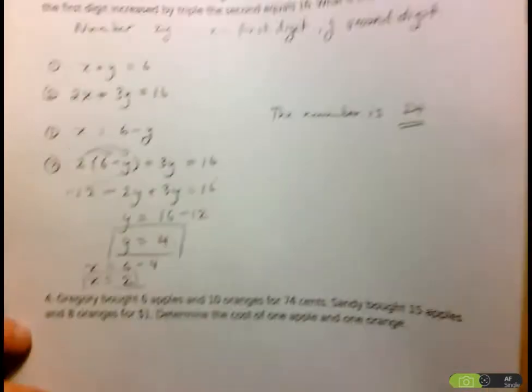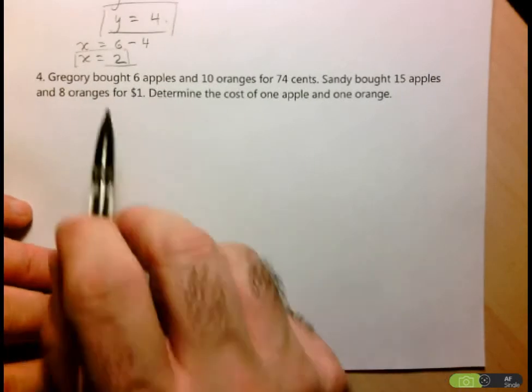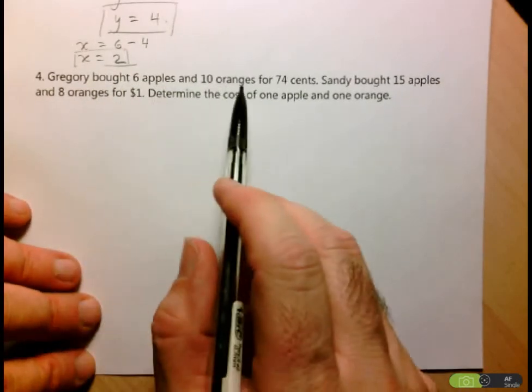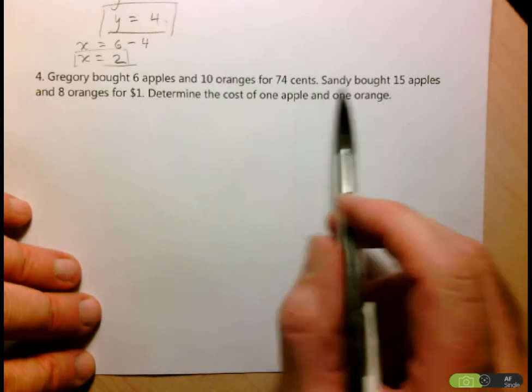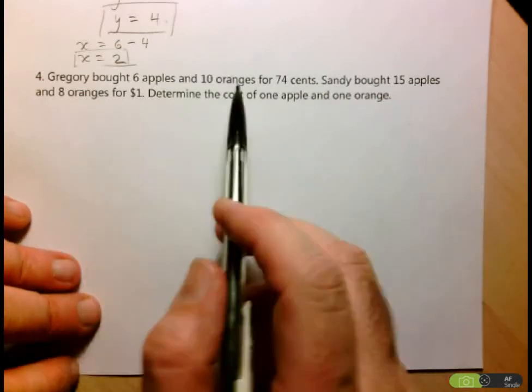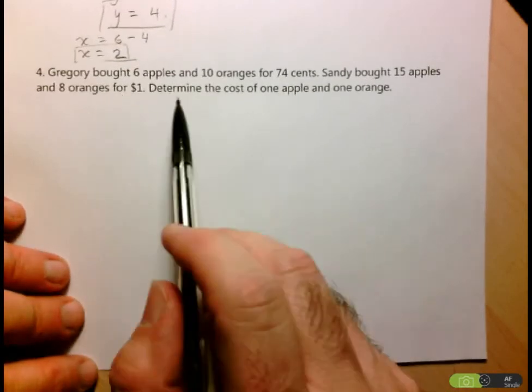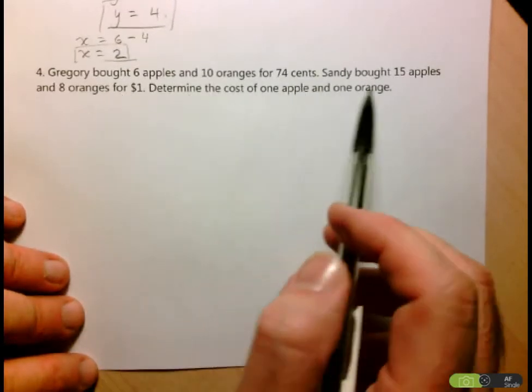Okay, let's go on to the last question here. So Gregory bought 6 apples and 10 oranges for 74 cents. Sandy bought 15 apples and 8 oranges for $1. This must have been quite a while ago, because you can't buy this stuff for this price anymore. Determine the cost of 1 apple and 1 orange.